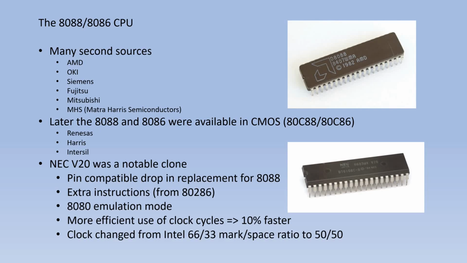And one other change, which doesn't impact you if you use it as a drop-in replacement, but if you're designing it for a new system, is that the strange 2:1 mark space ratio of the clock required by the Intel part has now been relaxed, and you can give it a standard 50-50 mark space ratio clock.